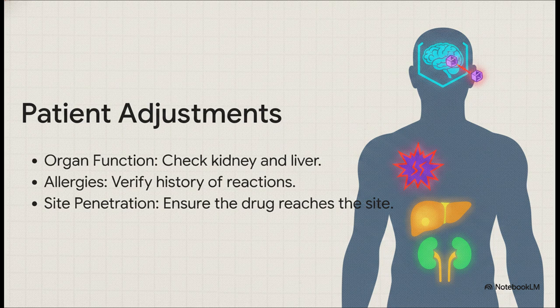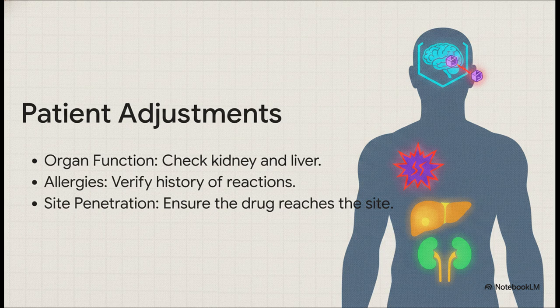First up, organ function. We have to ask, can their kidneys and liver actually handle clearing this drug? A lot of times we have to adjust the dosage based on a patient's kidney function or creatinine clearance, just to prevent toxicity. Second is allergies. Look, the absolute perfect drug on paper is completely useless if the patient has a severe allergy to it, right? If they're allergic to penicillin, we have to immediately pivot to a totally different chemical class.